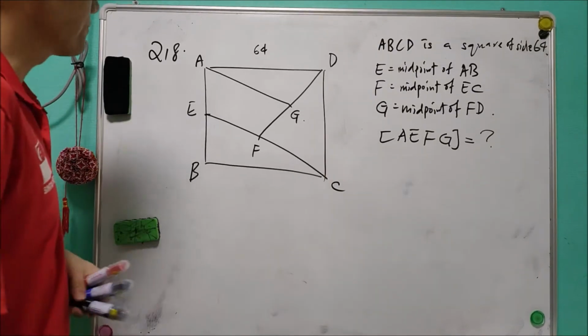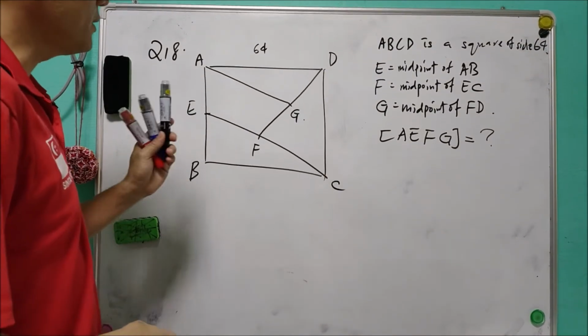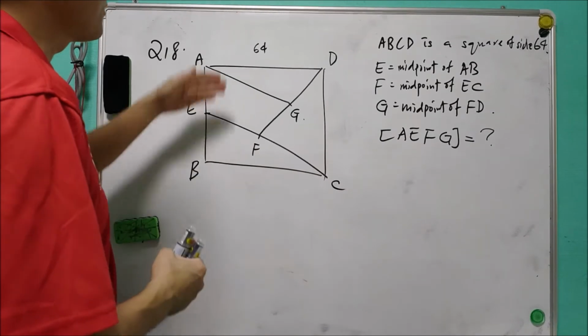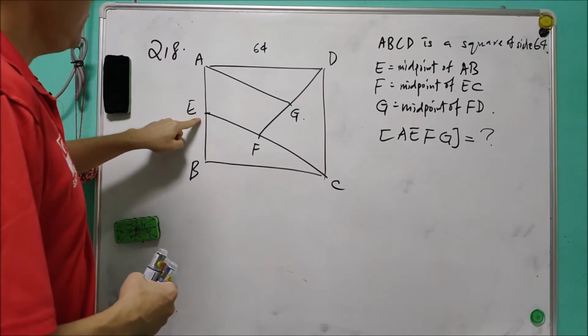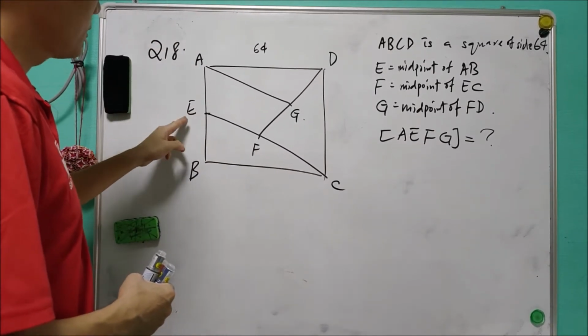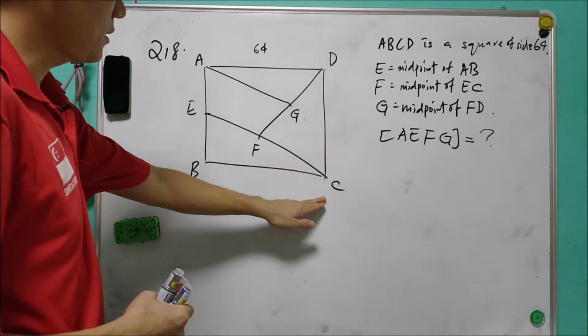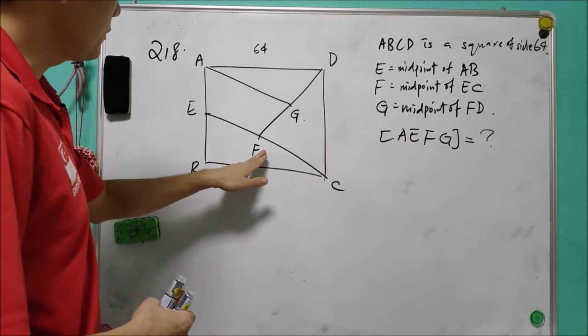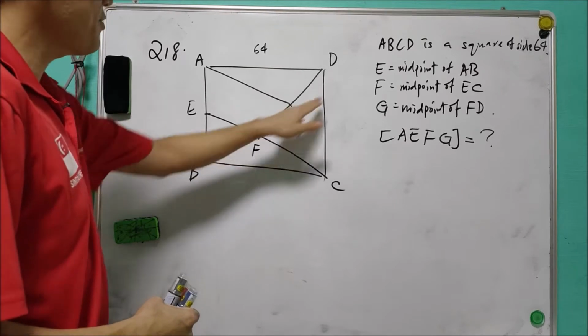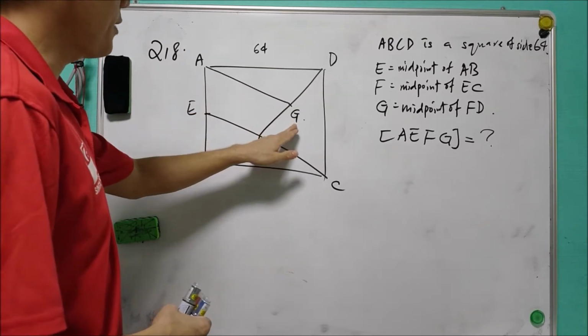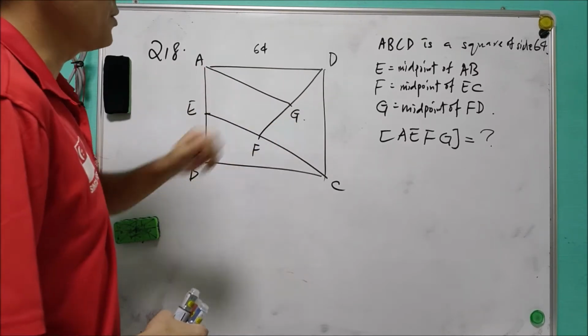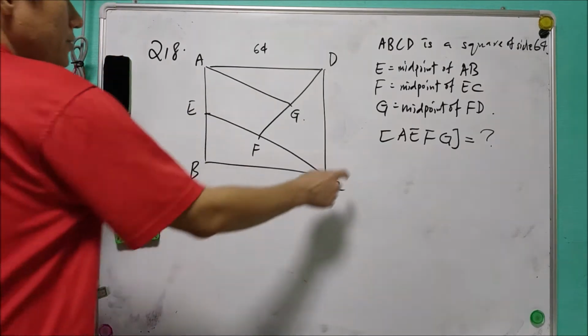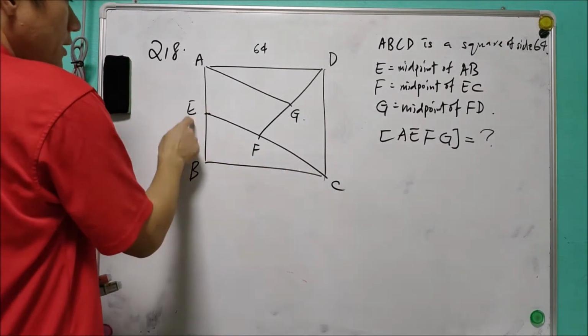This is question 18. Given that ABCD is a square of side 64, E is a midpoint of AB. Join EC and let F be the midpoint of EC. Join FD, let G be the midpoint of FD. And join AG. We are asked to find the area of the quadrilateral AEFG.